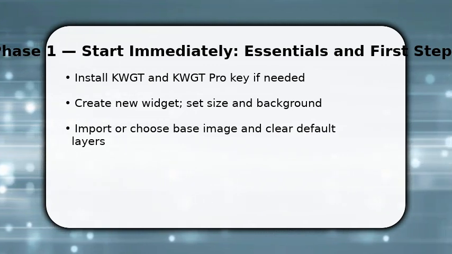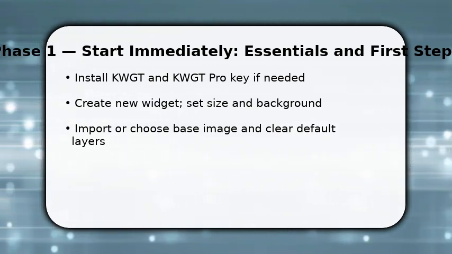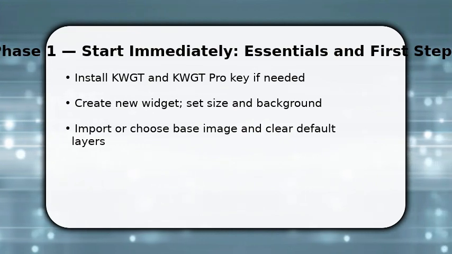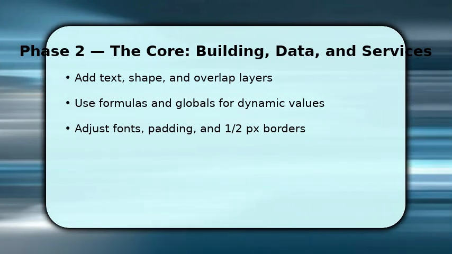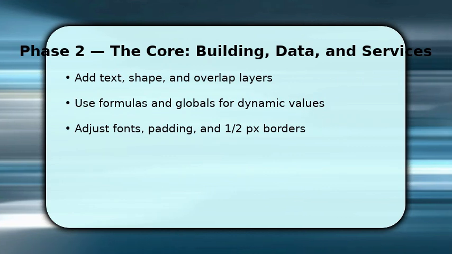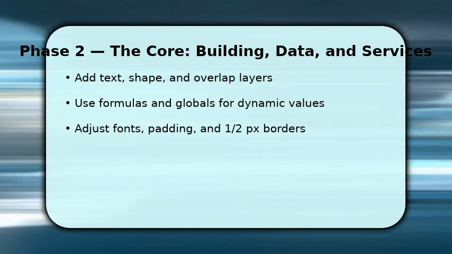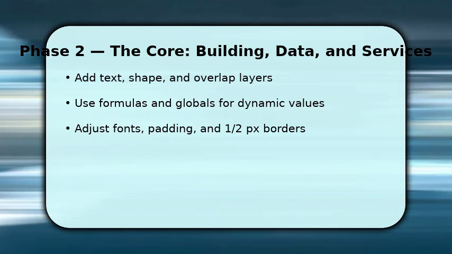As you work, keep the preview visible so you can instantly judge alignment and spacing. It saves time. Now you add components: text for labels, shapes for backgrounds, and overlap groups for composition. You'll use Kwgt formulas and globals to inject dynamic data, time, battery, or custom text, and that's why structure matters. Group related layers so one global controls multiple items. Once done, tweak fonts, padding, and 1/2px borders to refine clarity.